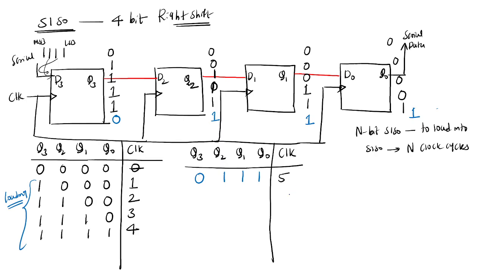At sixth clock pulse, what happens? Again these values will be shifted. This one will be shifted, this one will come here, this 0 will come here, and this will be loaded with In 0. So 0 0 1 1. At seventh clock pulse, you will get 0 0 0 1. At eighth clock pulse, it becomes 0 0 0 0.